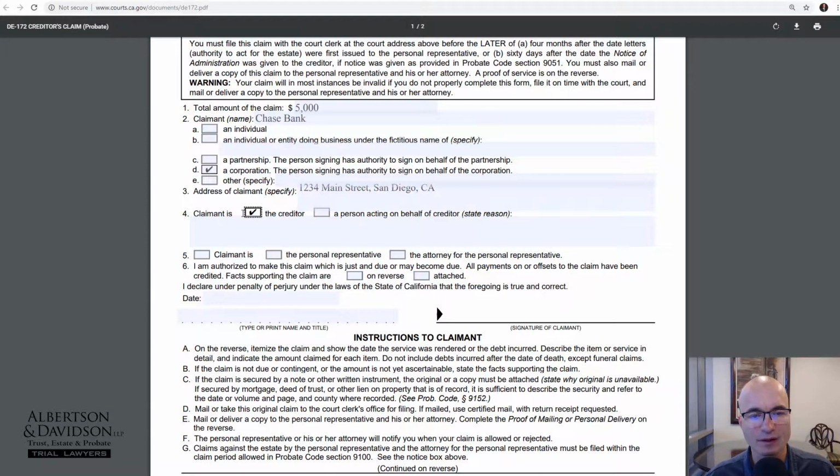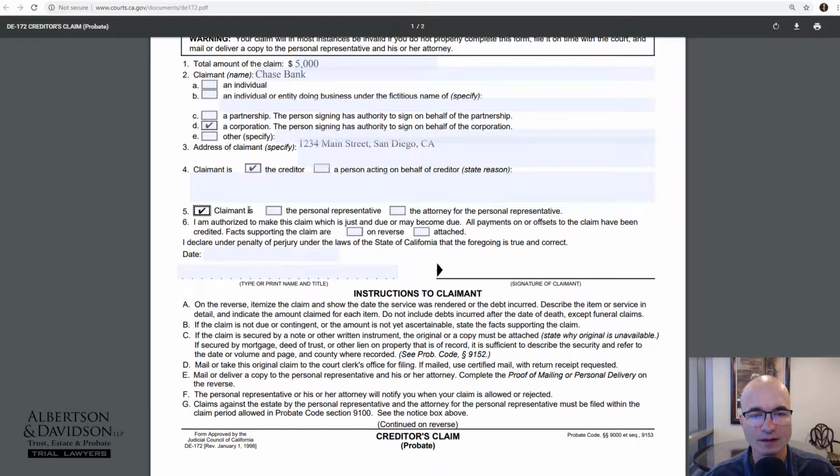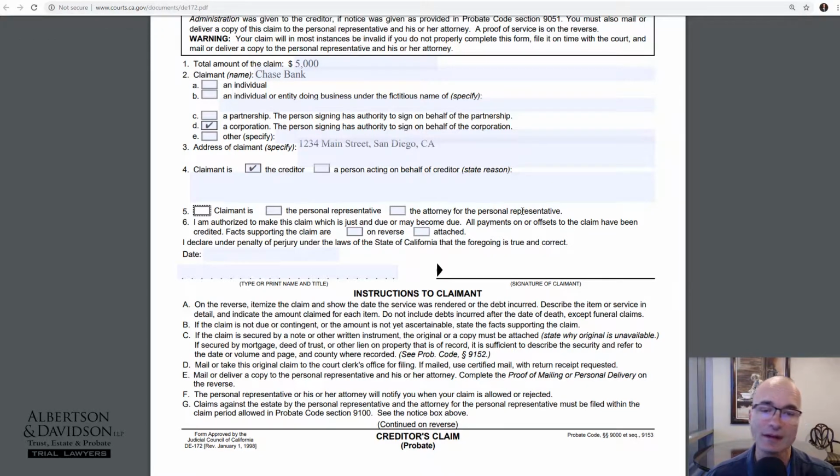And then you have to say whether the claimant is the creditor or a person acting on behalf of the creditor. And then the claimant is the personal representative. So number 5 is only if the personal representative or the attorney for the personal representative has a claim against the estate. So if your friend owed you money and then they passed away and you just happen to be their executor and you want to be paid back the money you owed, you can make a claim as a personal rep, but you have to notify the court that you are making that claim as personal rep. Here, on our example, Chase Bank is not the personal representative, so we just leave number 5 blank.